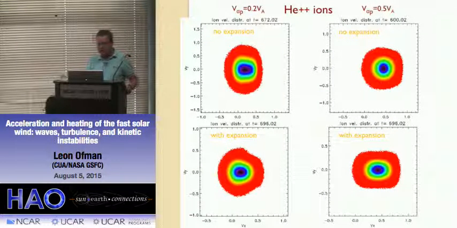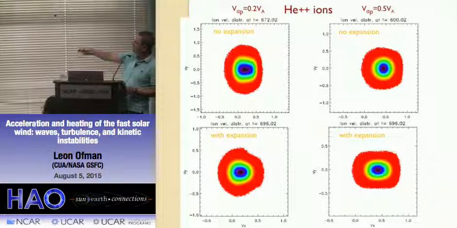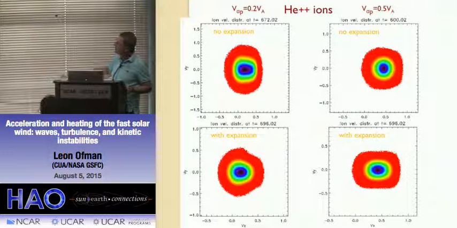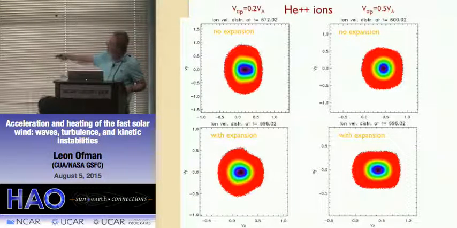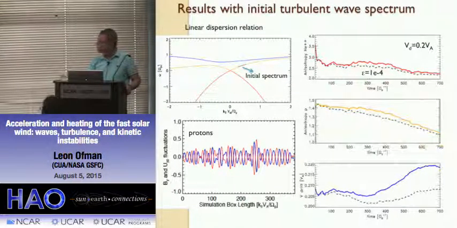This is again at a smaller drift, you recover the distribution function. This is the effect of expansion, showing how the expansion affects the distribution, and you can compare the two. So there is basically cooling in the perpendicular direction. So you can look at the scales in the perpendicular direction. So let me skip that part.